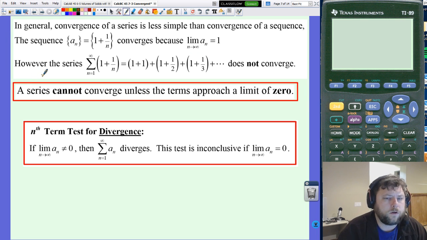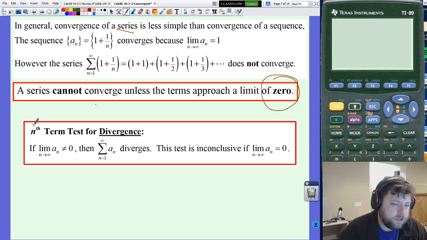So in general, convergence of a series is less simple than convergence of a sequence. These are kind of harder to do for series. There's a difference between converging a series and a sequence. We're not just looking at the last term; we're looking at what they all add up to. One other thing to note is that certain series do not converge, and a series cannot converge unless the terms actually approach a limit of 0, which comes into our next test.